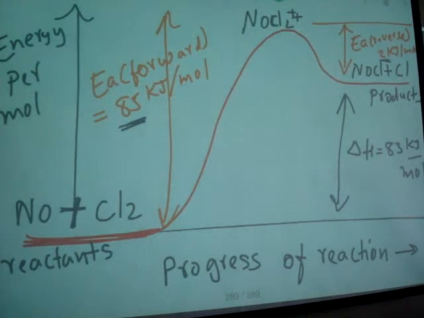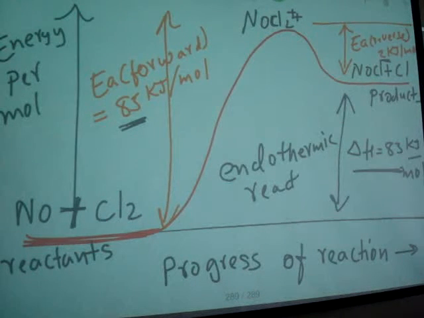Now this reaction is an endothermic reaction, right? Since this one is positive, it's endothermic. Endothermic reaction. Now let's look at an example of an exothermic reaction. Okay, so I'm going to draw the energy diagram for an exothermic reaction. So let's go to the next page. Can you wait for me?